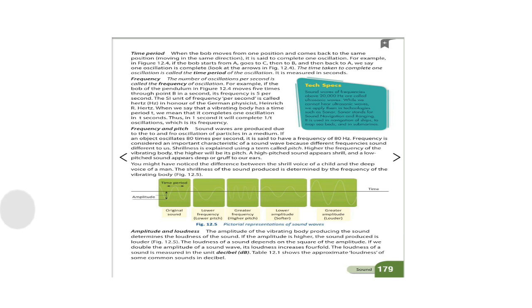The next one, amplitude and loudness. If the amplitude is higher, the sound produced is louder. The loudness of a sound depends on the square of the amplitude. The loudness of a sound is measured in the unit called decibel. Okay, all of you clear? What is the unit of loudness? Decibel.